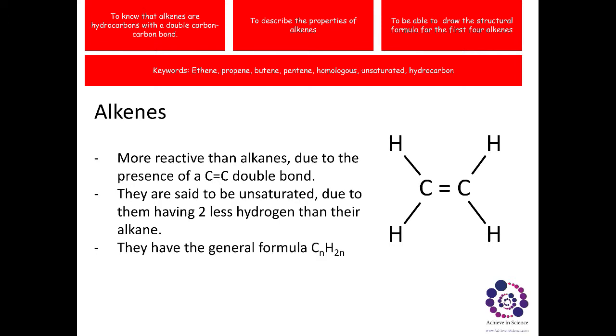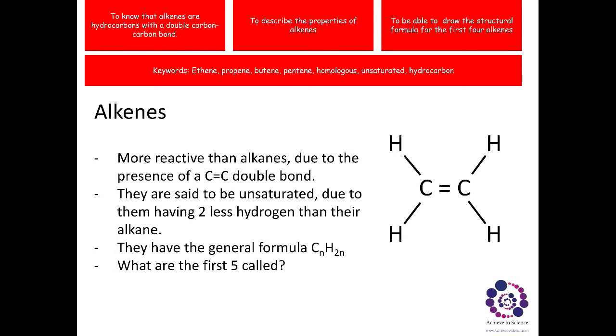It is given the general formula of CnH2n, where the letter n is replaced by the number of carbons. So in this diagram, we can see there are two carbons, so we replace the n with 2. So the formula for this would be C2H4, where 2 times 2 gives me 4, meaning that the number of hydrogens is double the number of carbon atoms there are.